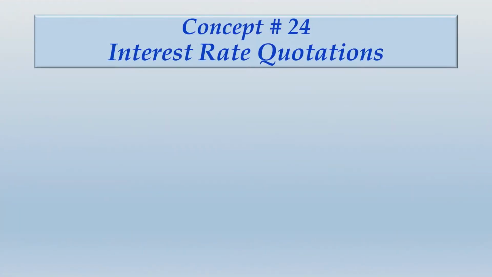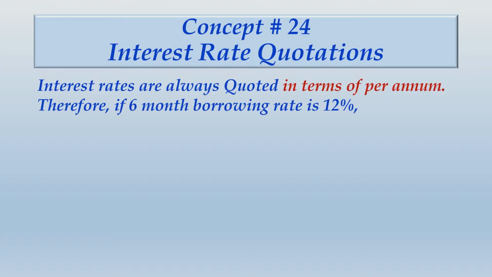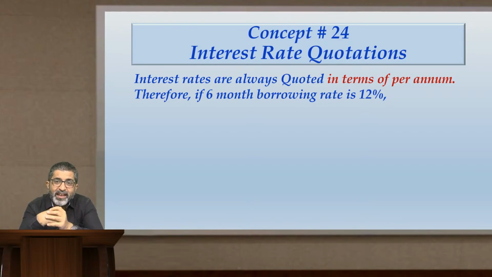Let us move ahead. This is a very, very important point. Many students mess with this. Let me give you the correct insight about this. Interest rates are always quoted in terms of per annum. Therefore, if the 6-month borrowing rate is 12%, how would you interpret this? 12% over here is not the interest applicable for 6 months. It is just the style of mentioning the interest rate. 12% is always interpreted as per annum. I repeat, 12% is always interpreted as per annum.